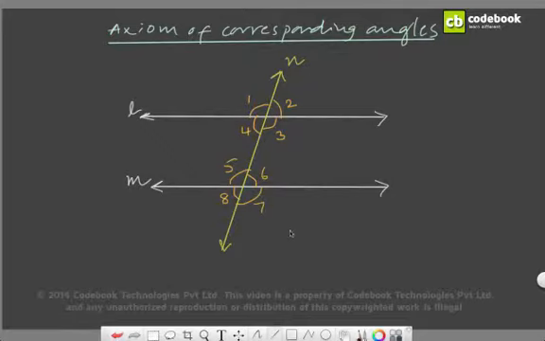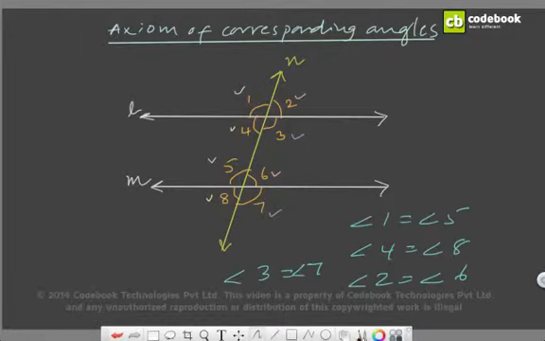So here, as we have seen in the previous lesson, we know that 1, 5, 4, 8, 2, 6 and 3, 7 are the corresponding angles. And this axiom states that those angles are equal. And as you remember from the initial geometry lessons, an axiom is something that is assumed to be true. There is no proof for an axiom. We take this as a given truth. And we will use this axiom to prove some theorems, which we will learn in the next lesson.